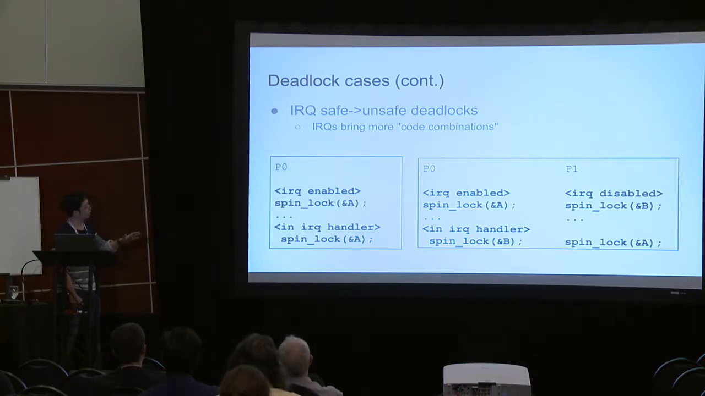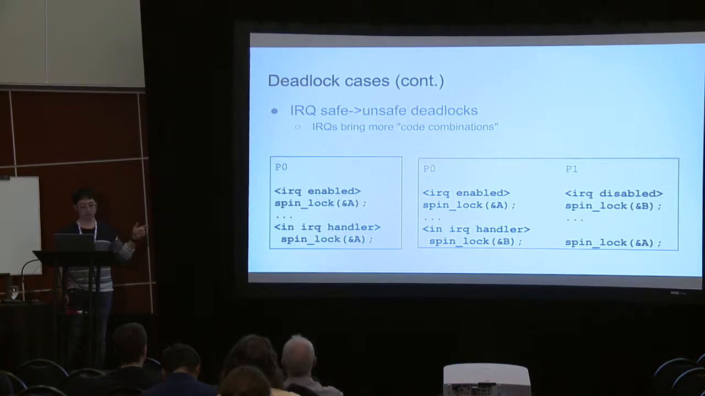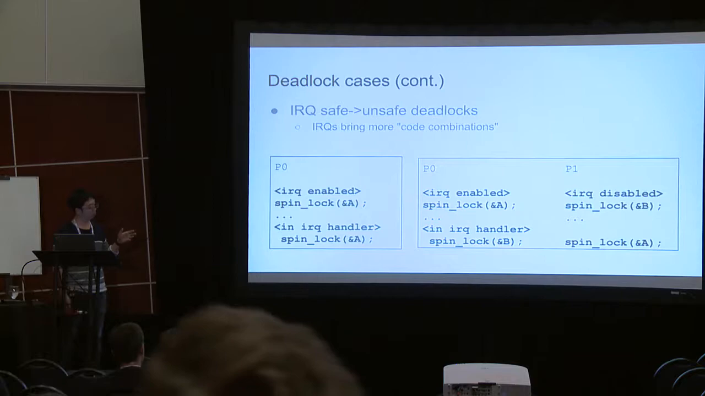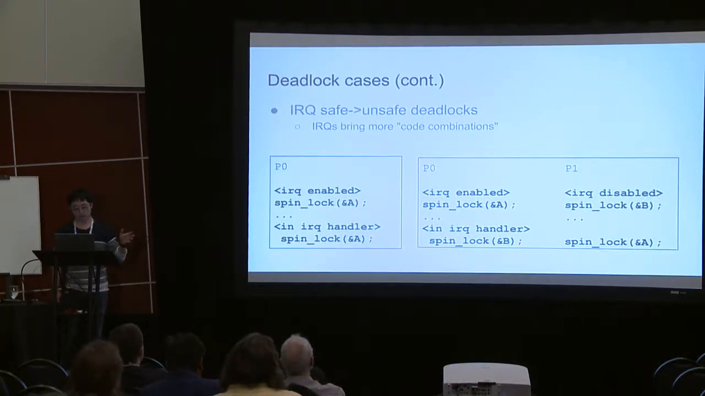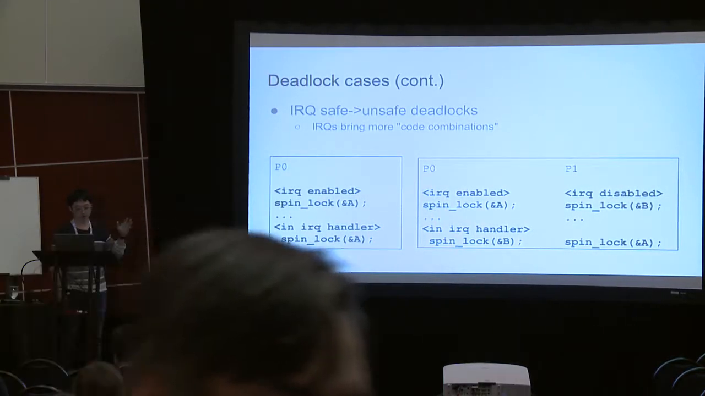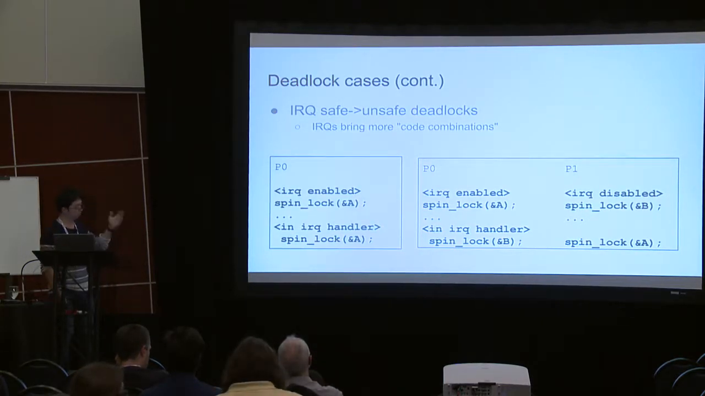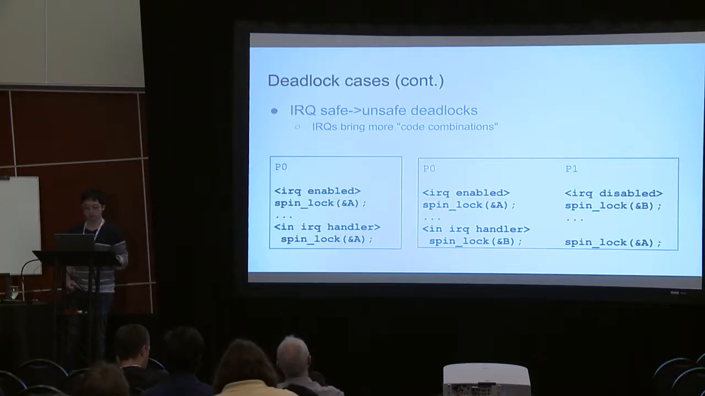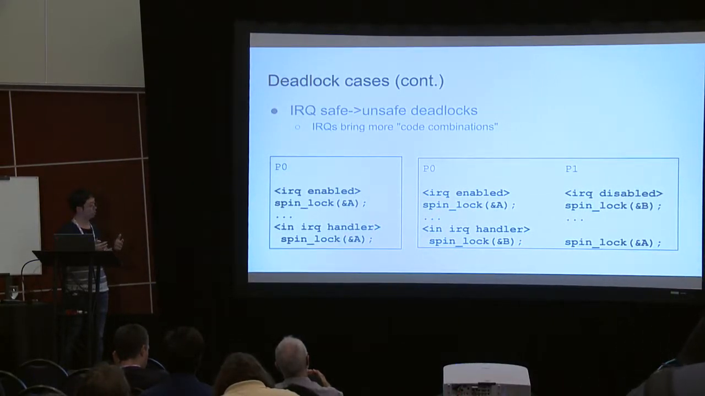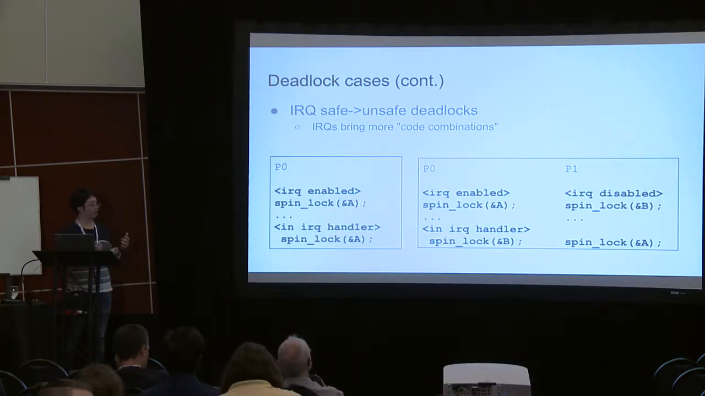The right one is a conflict example. You can see that this example is similar to the previous example of ABBA deadlock. You grab some lock A, and there is another lock B which can be grabbed in the IRQ handler. And in another process, you grab that with IRQ disabled. After P0 grabs lock A, there is an interrupt, and P0 and P1 get locked up. So the IRQ just brings more code combinations. My point is that it's similar to the previous example, and it just happens specifically for the IRQ scenario.